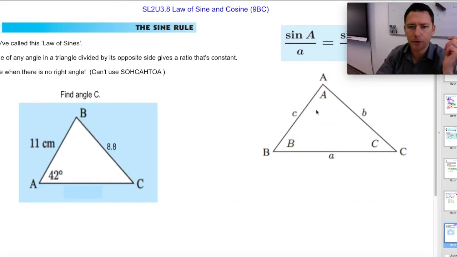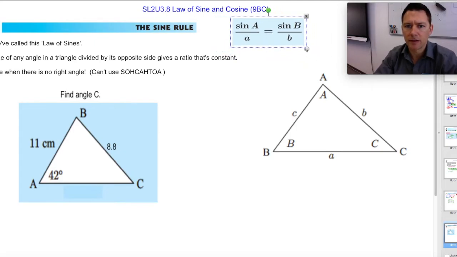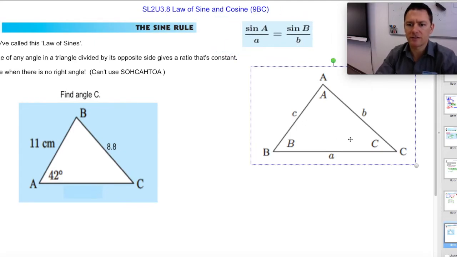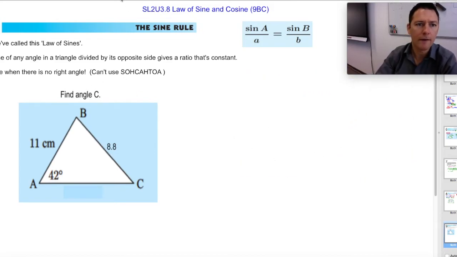Let me give you an example. So here's the law of sines. Doesn't matter what you call A and B as long as you're consistent. We want to find angle C. So here's angle C right there.